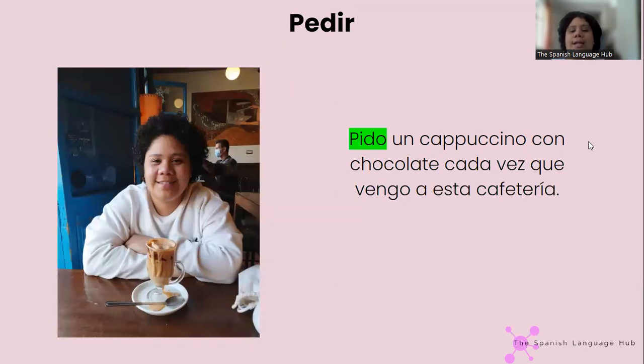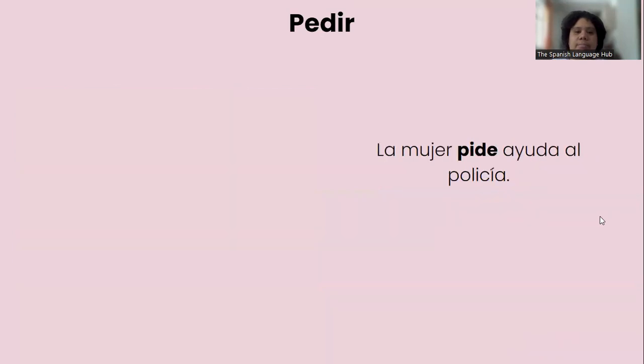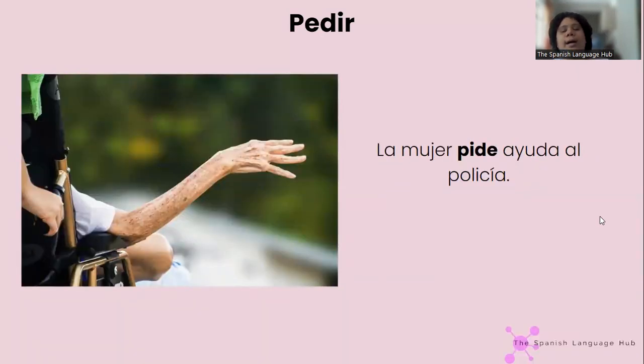Pido un cappuccino con chocolate cada vez que vengo a esa cafetería. So I ask for or I order, pedir is also to order, a cappuccino with chocolate every time, cada vez, every time que vengo a esa cafetería, that I come to this coffee shop. Okay. Los niños piden al profesor explicar las reglas del juego otra vez. So the kids ask the teacher to explain the rules of the game again. La mujer pide ayuda a la policía. The woman asks for help to the police.